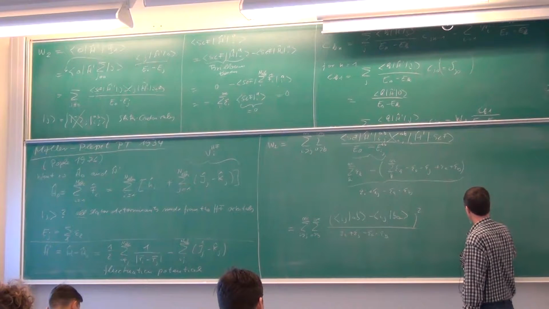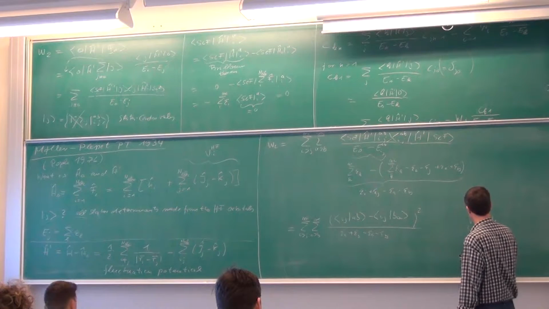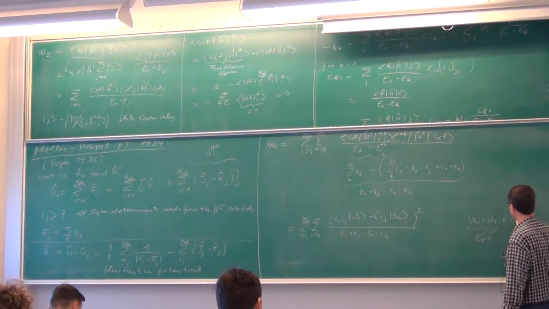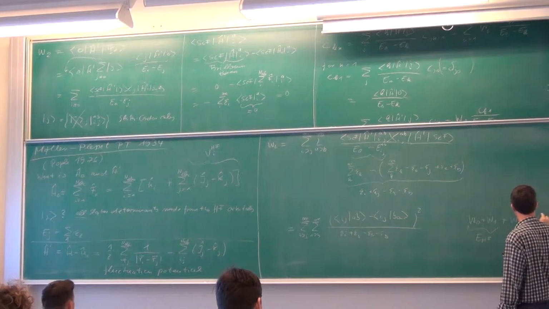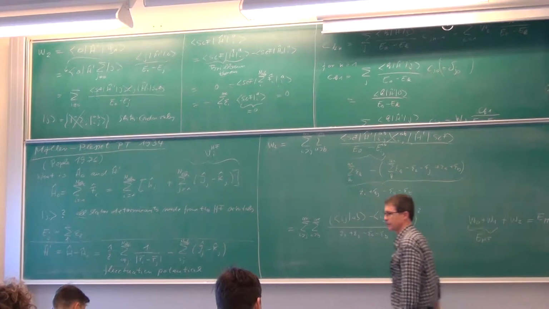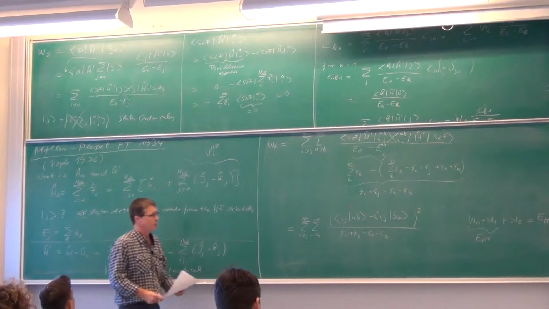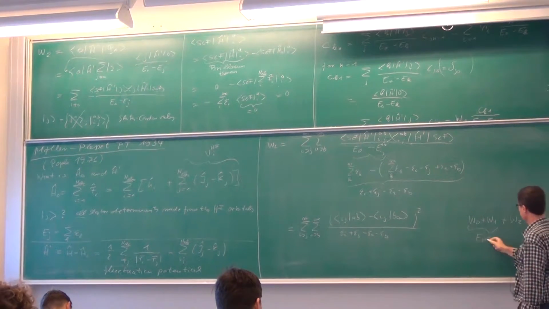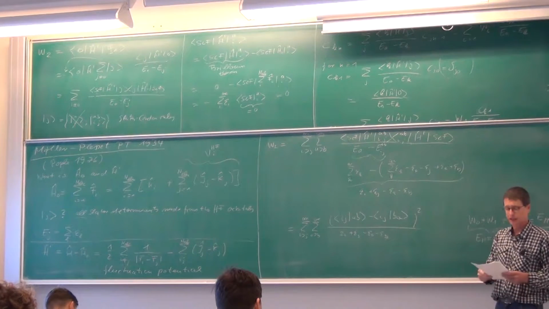If I now add my Hartree-Fock energy, which is W1 plus W2, that's my Hartree-Fock energy, plus this second order correction, what I get here is what is called the MP2 energy. So Møller-Plesset perturbation theory, second order energy is the Hartree-Fock energy plus this energy correction.